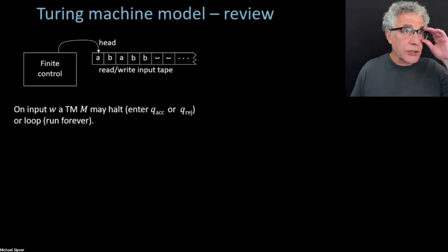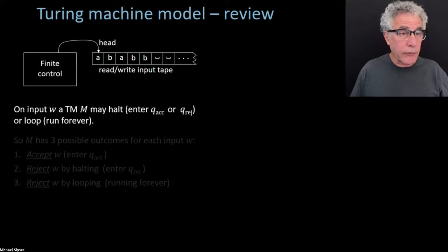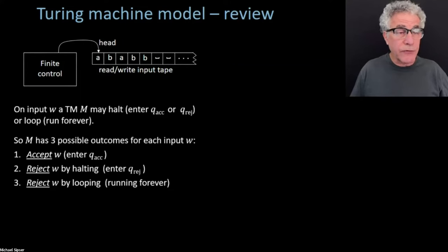The output of the Turing machine is either going to be a halt, accepting or rejecting, or loop, meaning the machine may run forever. With 3 possible outcomes for any particular input, the machine may accept that input by entering QAccept, may halt and reject by entering QReject, and it might reject by looping, which means it never gets to the accept state, or it never gets to any halting state. It just goes forever. But we still consider that to be rejecting the input, just rejecting by looping.